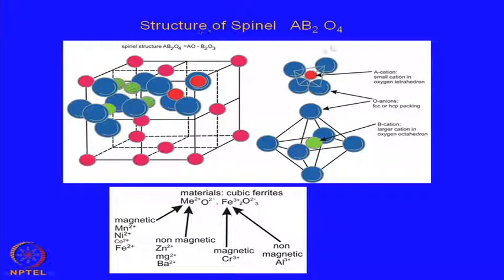So, that is the description of the spinel structure, and both perovskites and spinel are very important structures so far as the oxides are concerned, and we will see later on that many of the properties depend on this particular structure type or the description of where exactly the cations are present.